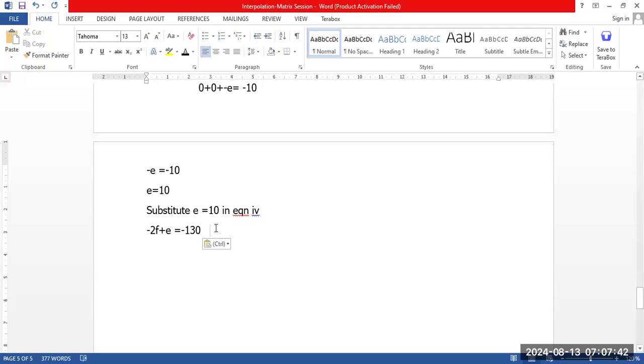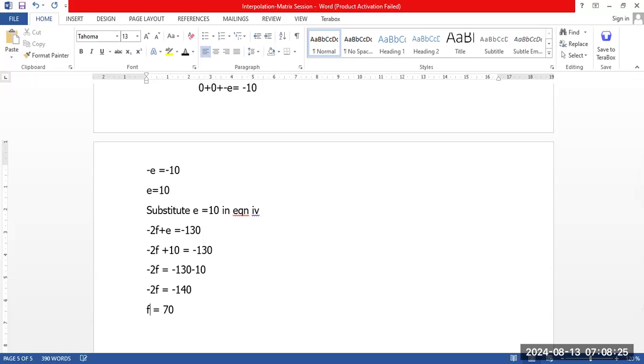This is your equation 4, where there is E, put 10. So this will be negative 2F plus 10 is equal to negative 130. So negative 2F is equal to negative 130 minus 10. Then 2F is equal to negative 140. And finally, your F is equal to 140 divided by 2, that is 70. So you have F.